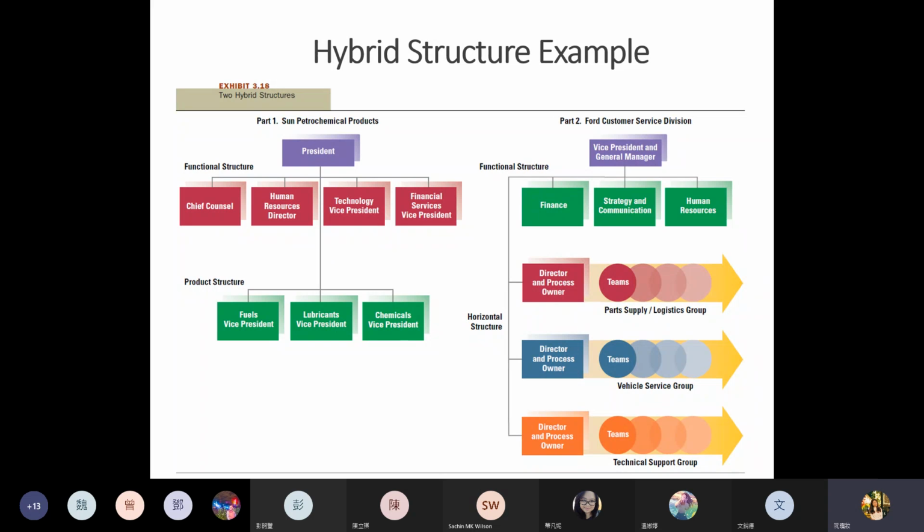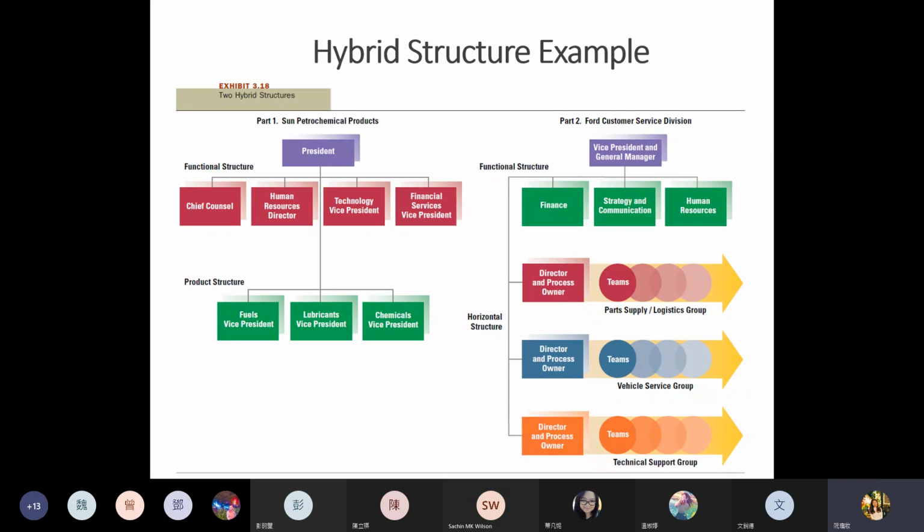So based on that, you will have different process owners and different teams for each process. Again, strategy and communication, human resource or finance here will be like the pool of resources that will be utilized for the whole company. But again, you also will have specific talents for specific teams. And this one is just a very simple illustration of Ford Customer Service Division.